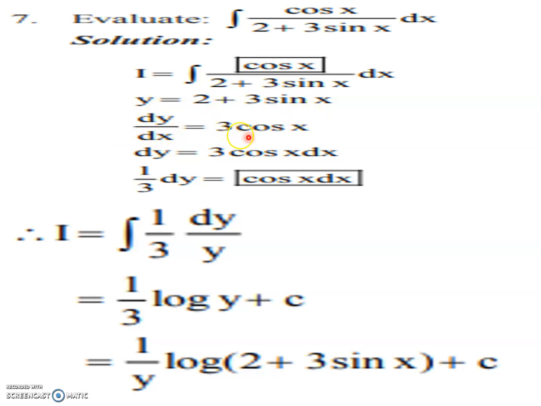dy by dx is equal to 3 cos x; the derivative of 2 is 0, 3 remains the same, and the derivative of sin x is cos x. So dx goes this side, 3 goes this side: 1 upon 3 dy is equal to cos x dx. That's why we have 1 upon 3 times dy upon y, where we put 2 plus 3 sin x as y. We know that the integral of 1 upon y is log y, so 1 upon 3 log y plus c. We resubstitute the value of y, which is 2 plus 3 sin x. So the final answer is 1 upon 3 log of 2 plus 3 sin x plus c.